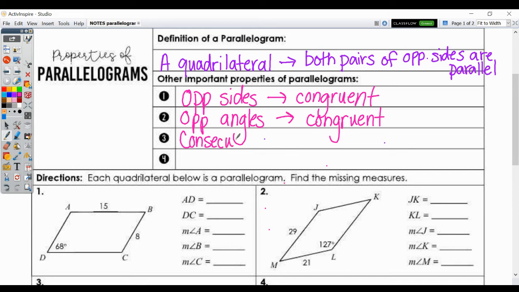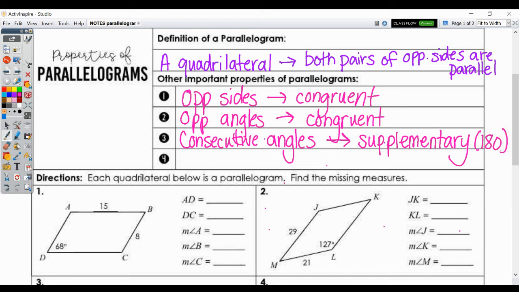Second or third rule, consecutive angles, and that means angles that are on the same side. Okay, and we'll look at that in a minute. They're not congruent, they're supplementary. And we should remember together that supplementary means that it equals 180 degrees.